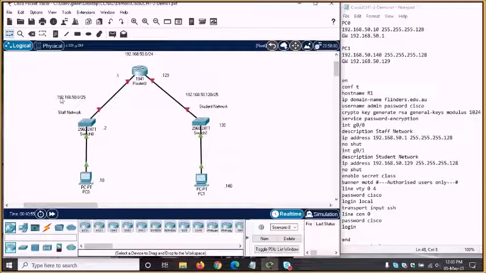So I've got the addressing scheme up here. As I said, the /25 here, .1 is the router, .2 is the switch, and this particular host is .10. On the other side, of course, it's 129 for the router, 130 for the switch, and 140 for the one host that we've got in there.